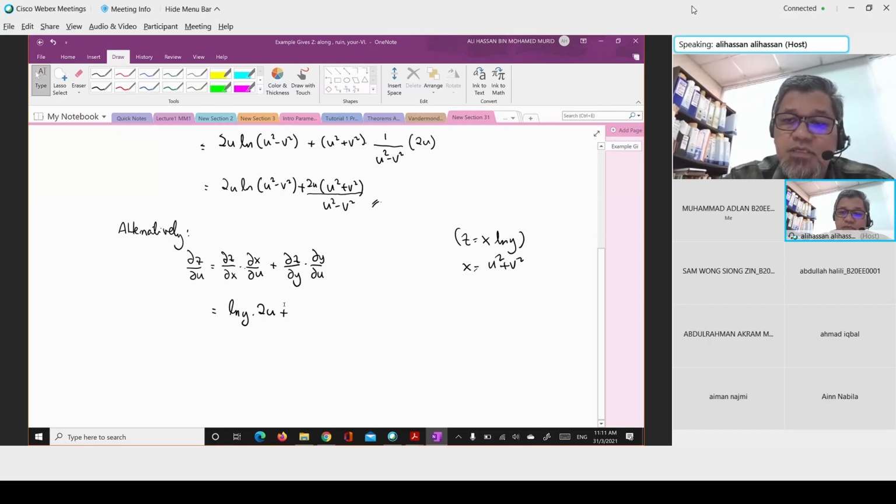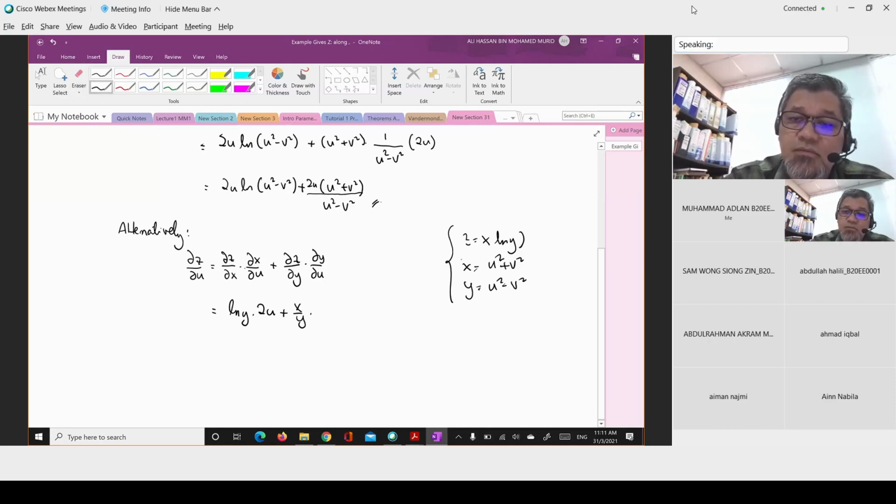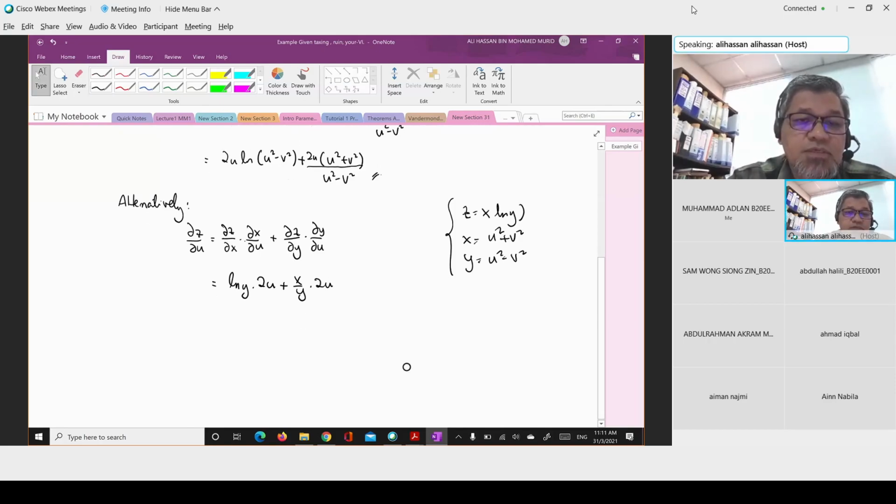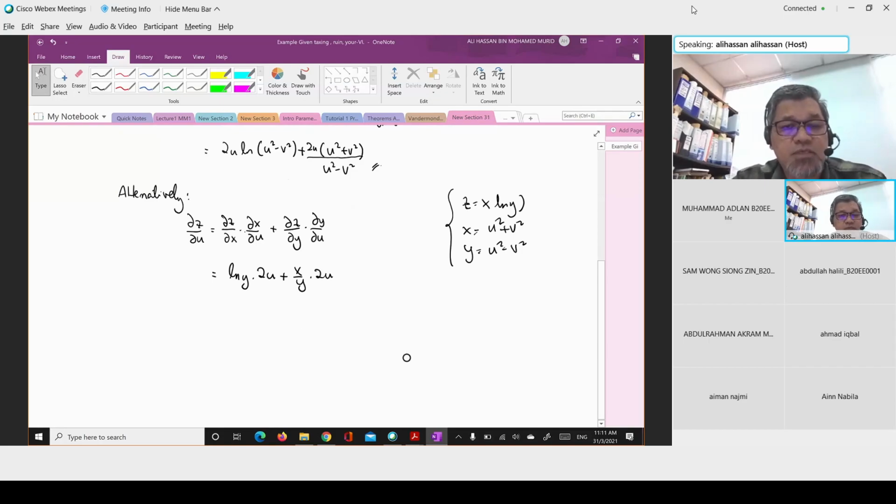And then z partial y is the derivative of x ln y with respect to y, which is 1 over y. So we have x over y here. And y, what is y given just now? It's u squared minus v squared. y partial u is 2u. Okay, so here we have z partial u involving x, y, and u.